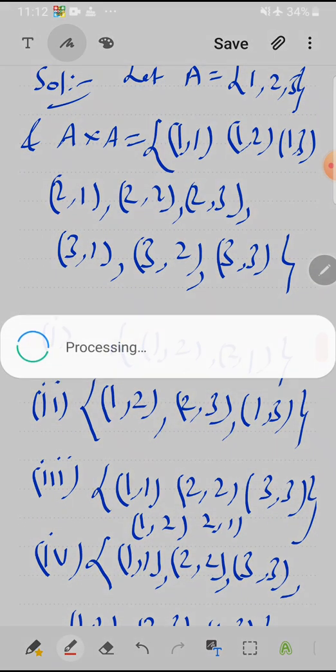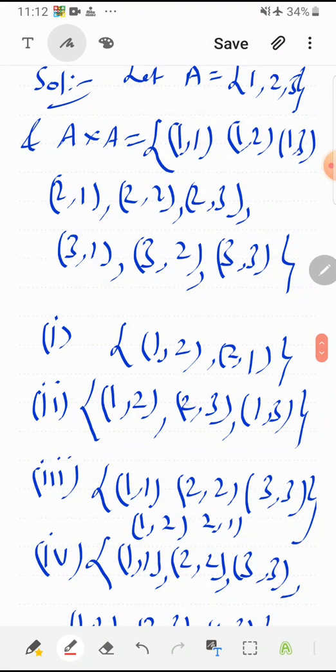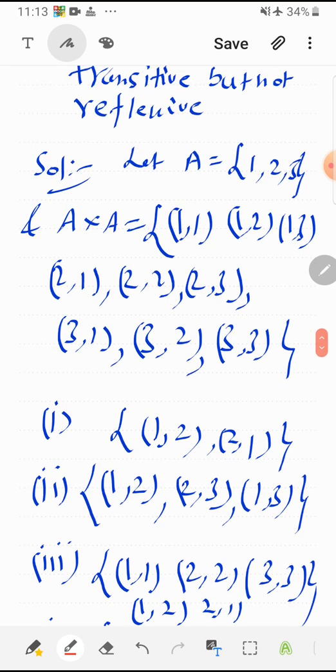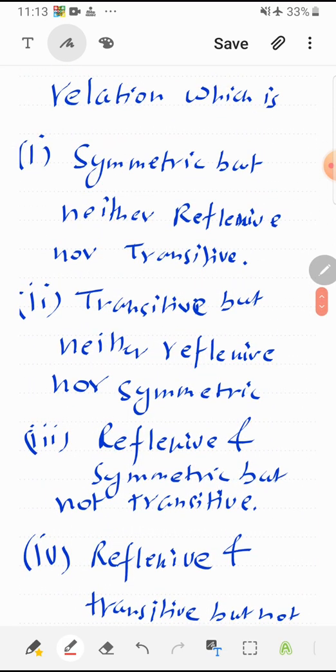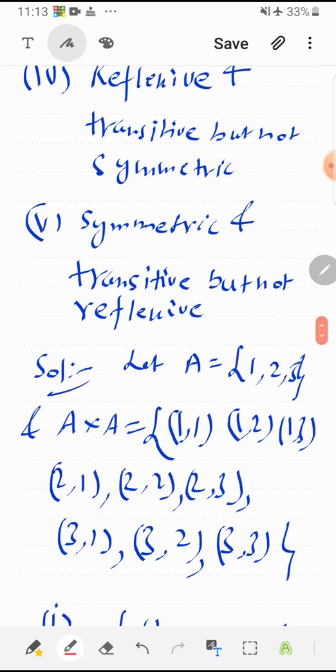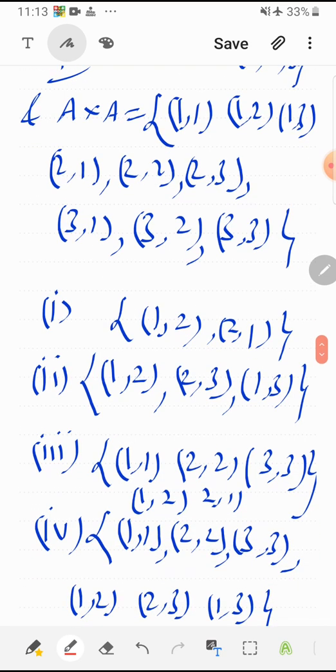So I will pick a very small symmetric relation. Only one pair I am picking, (1, 2) and (2, 1). That's it. It is making this relation symmetric but neither reflexive nor transitive. Second, transitive but neither reflexive nor symmetric. Now transitive means (1, 2), (2, 3), (1, 3). Only one pair again I am picking, (1, 2), (2, 3), and for that (1, 3) is there, so it is transitive, and obviously it is not reflexive nor symmetric.